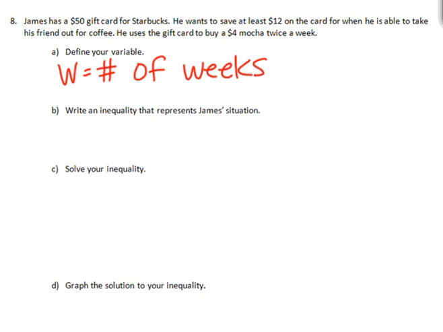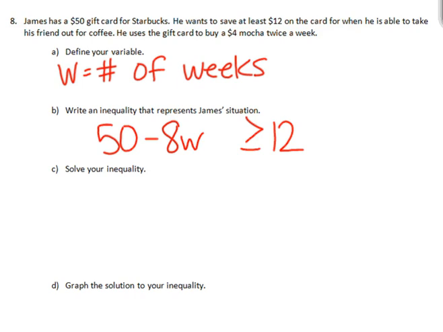Okay, now we're going to write an inequality. He needs to have at least $12, so that means he could have more than 12 or exactly 12. So I'm going to use the greater than or equal for the second half of my equation. Okay, at least would be greater than or equal to $12. He's buying a $4 mocha twice a week, so that means he's going to be spending $8 per week. And since he's starting with $50 and spending $8 per week, we could use this inequality: 50 minus 8W is greater than or equal to 12.